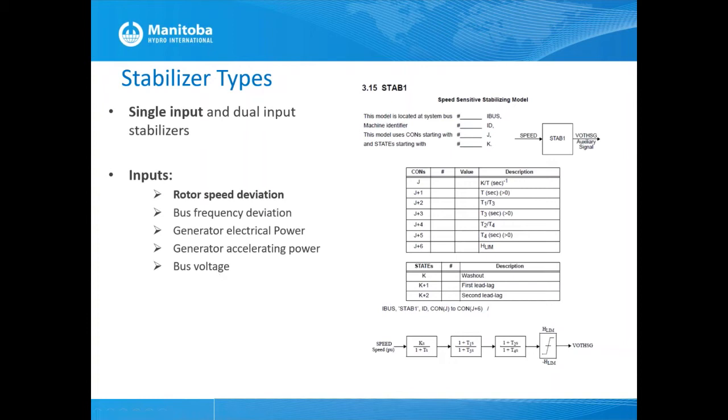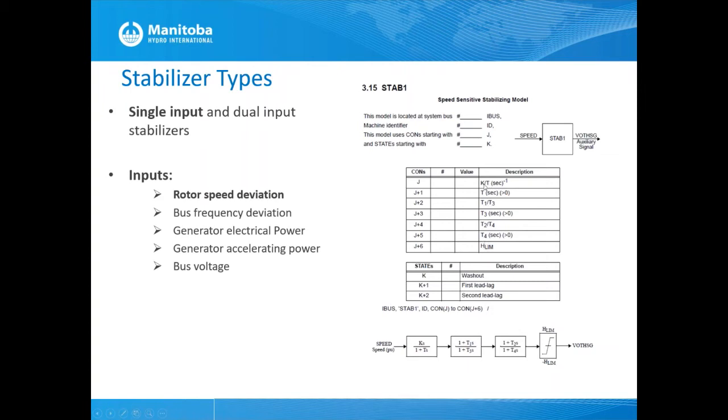Now, in this scenario, we are using a single input speed deviation stabilizer. Here you see the model page from the PSSE documentation, a speed sensitive stabilizer model called STAB1. This is an IEEE recommended model. It's a very simple model. It has 7 parameters you need to tune.